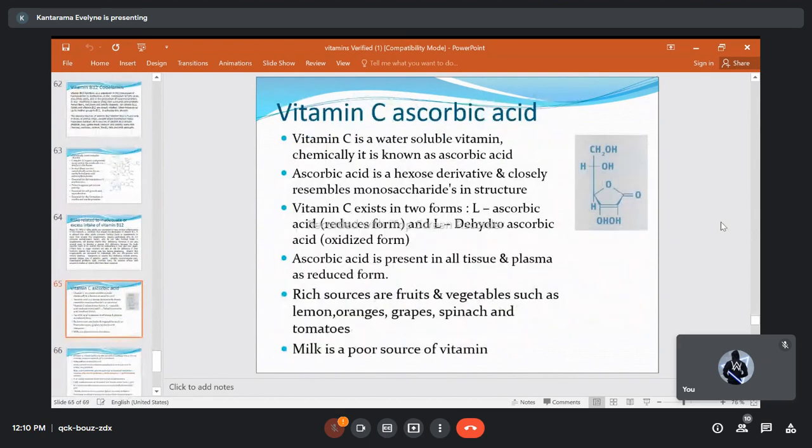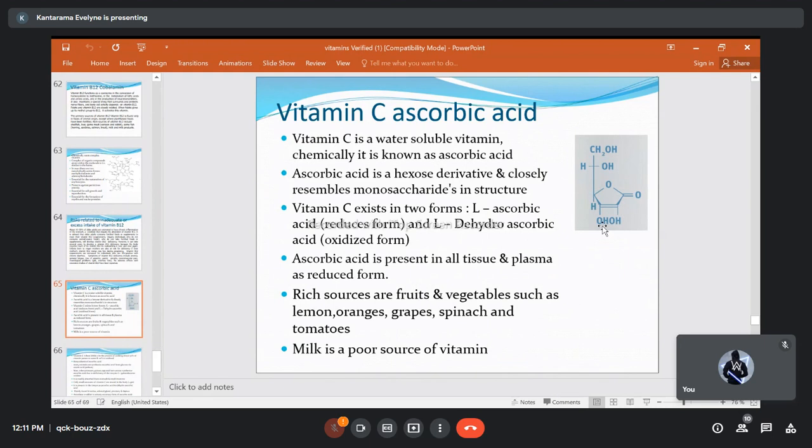The last one is vitamin C or ascorbic acid. It is a water-soluble vitamin. It is chemically known as ascorbic acid. It is a hexose derivative, closely resembling a monosaccharide structure. Here we have the structure of ascorbic acid.